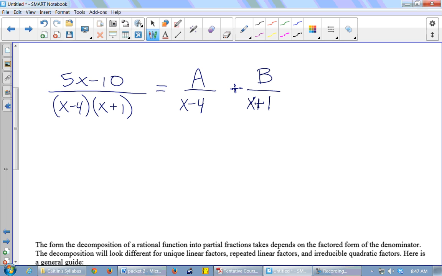All right, so to figure out what a and b are, I'm going to use an old technique that we learned in probably college algebra to clear all the fractions from an equation by multiplying both sides by the common denominator. So multiply both sides of this equation by x minus 4 times x plus 1.